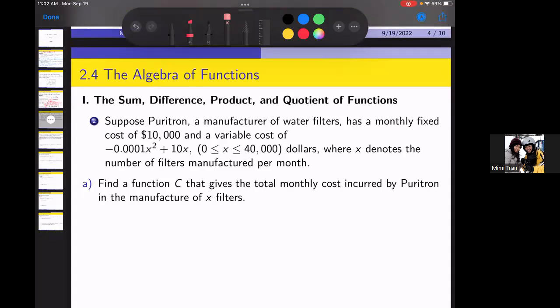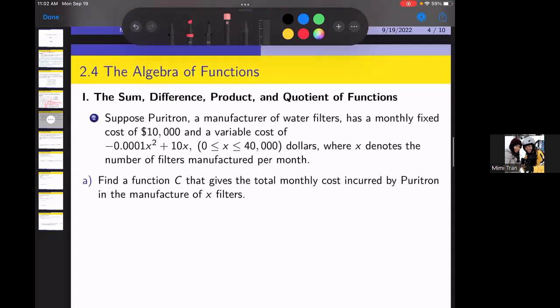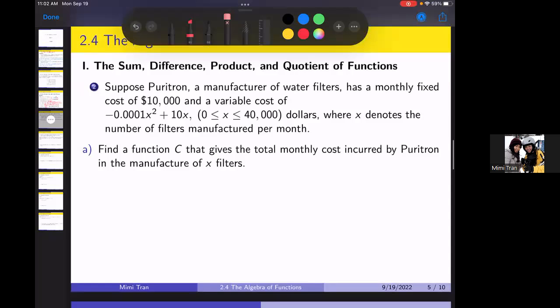They want you to find the function C, which gives the total monthly cost incurred by the manufacturer of x filters. So C of x is the cost function. Can someone tell me what my cost will be, or at least the company's cost based on the information given? Well, what's the fixed cost? 10 grand, right? So every month you gotta pay 10 grand.